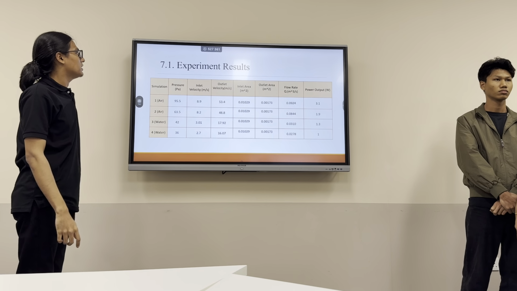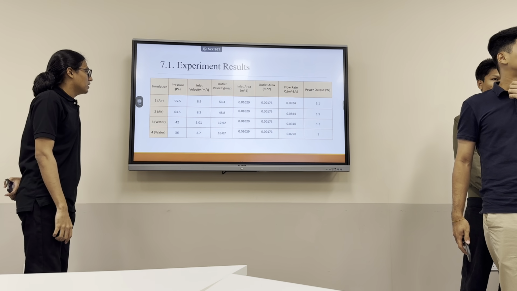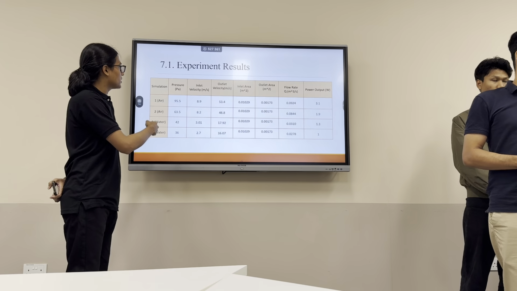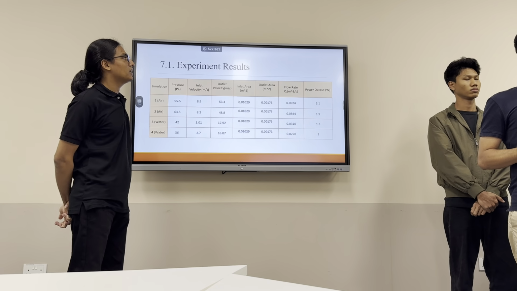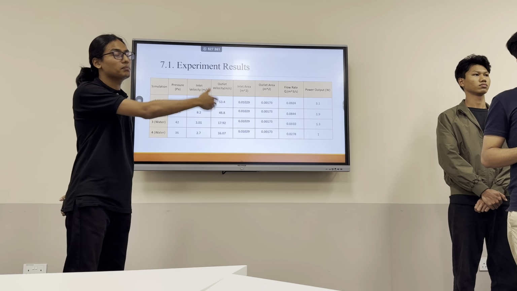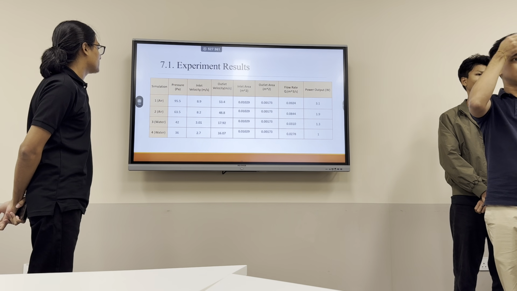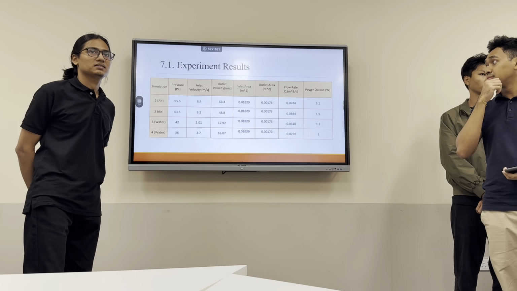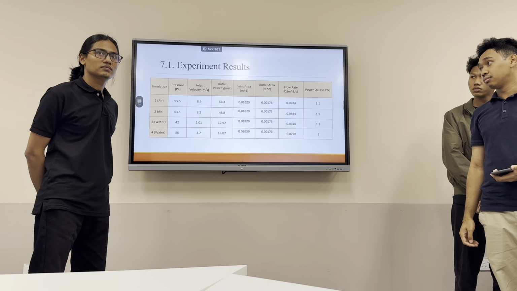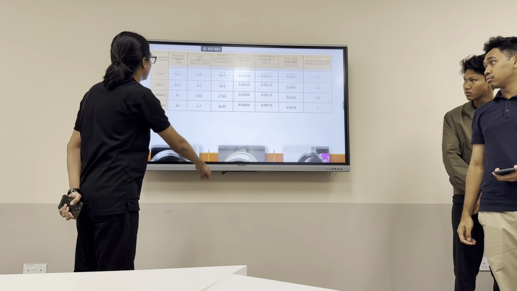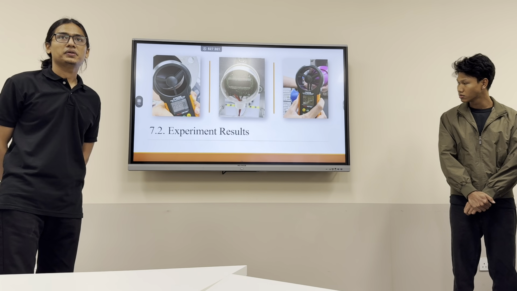These are the experimental results. We use simulation with air and water. For the air, we got pressure, inlet velocity, outlet velocity, inlet area, flow rate, and finally the power output. We have different power outputs because we use different pressures and different inlet velocities. And then this is the experimental result that we use in the laboratory.